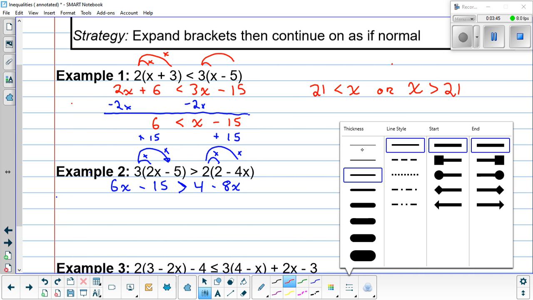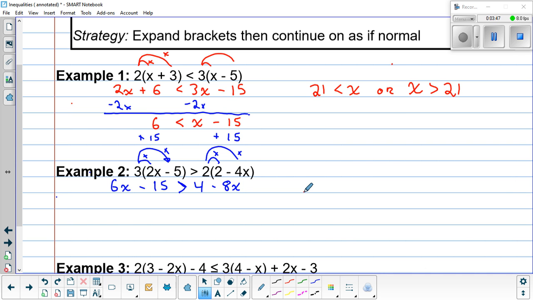So let's look at our variables. So we have 6x and negative 8x. If we move that 6x to the right, it'll become more negative. So let's move this 8x to the left. That way we have positive x in the end. So positive 8x, we'll make that 0. So we have to add 8x on our left. Similarly, we want to move all our numbers to the right.